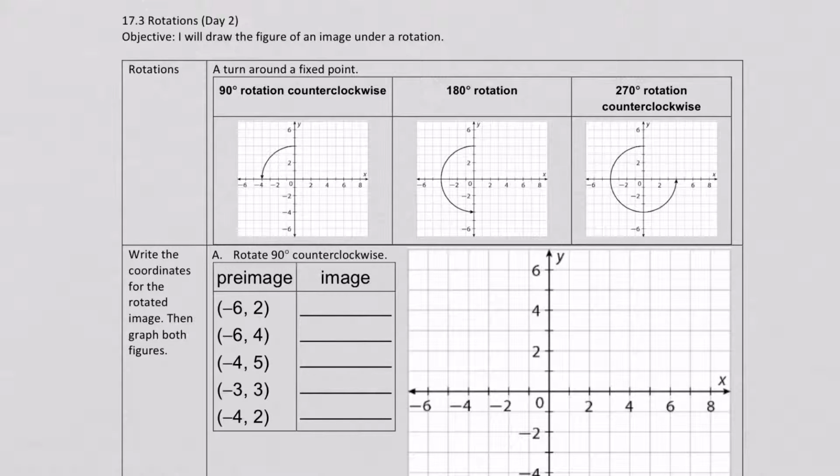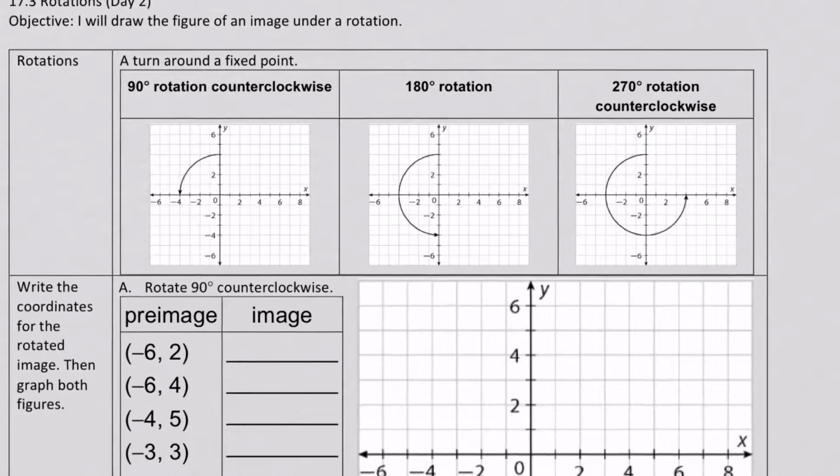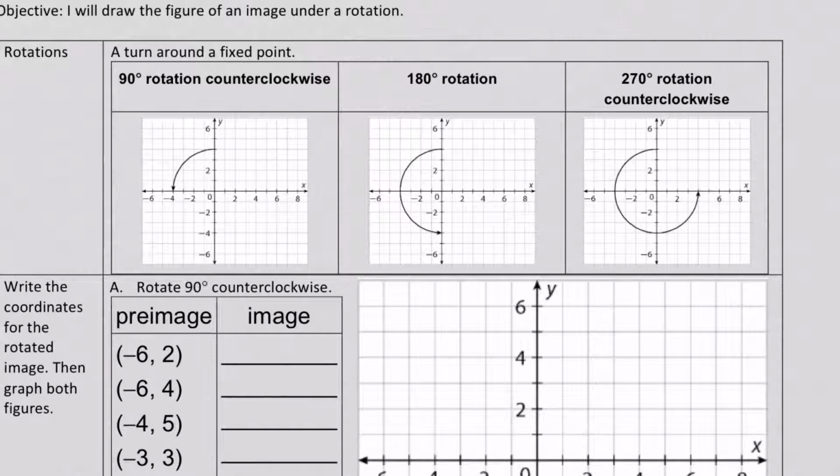And we're doing counterclockwise, but remember, if I say clockwise, you can always figure it out by going in the opposite direction, right? So if I say 270 degrees counterclockwise, you could do the same thing 90 degrees clockwise because they are exactly the same rotation. So let's just focus on defining what the rules are going to be for each one. Okay, so a rotation is a turn around the fixed point. We know that. Let's look at a 90-degree rotation counterclockwise.